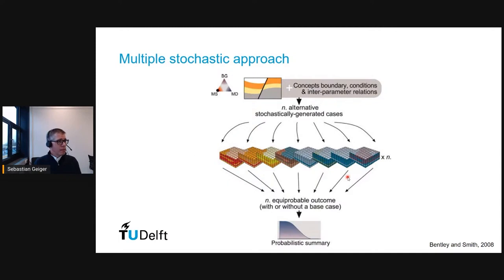In the multiple stochastic approach, in the bottom left corner, we have one geological concept. We look at different parameter relations, different distributions of net-to-gross, permeability, and porosity, to create a number of stochastically generated models for our initial geological concept. Then we can do some probabilistic estimation of hydrocarbons in place, storage volumes for CO2, storage volumes for hydrogen, or heat in place, based on which we make forecasts of future production.